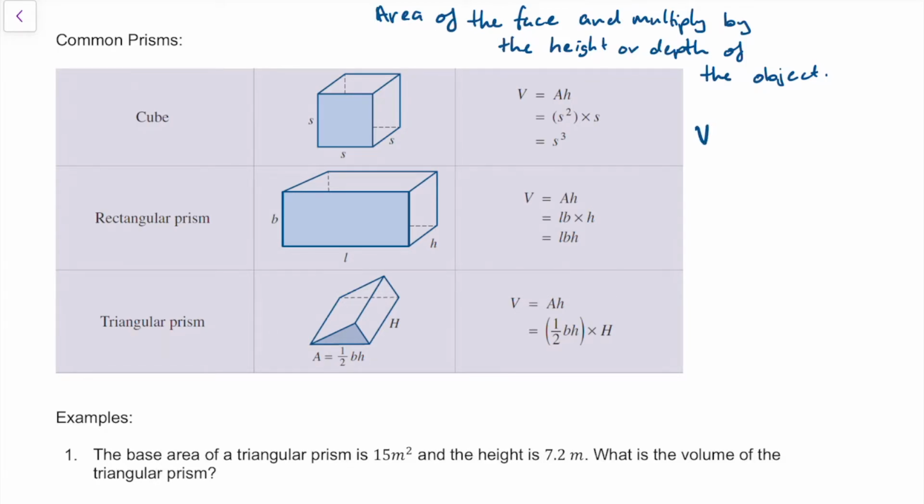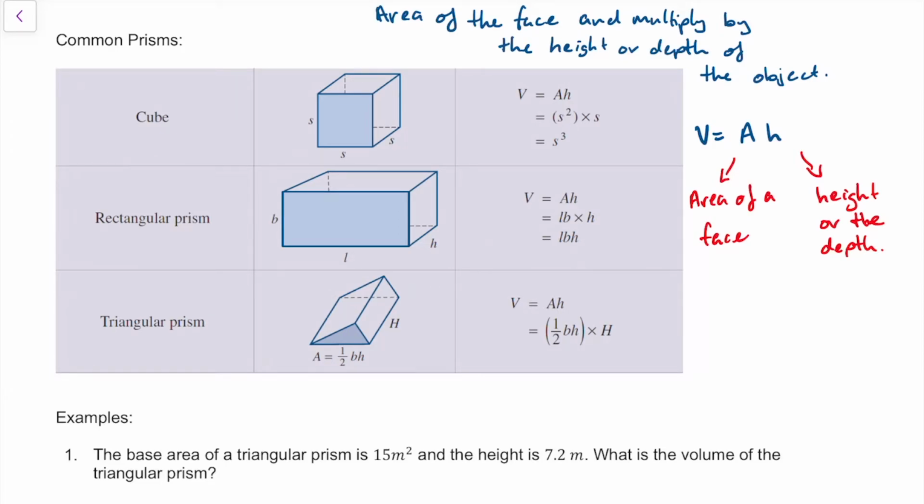So we have V equals AH, where we have the area of a face, and we have either the height or the depth of the object right there. So you can see in those 3 examples, the cube, rectangular prism, triangular prism, that is how those formulas are starting, where A is whatever the face formula is, or the shape of the formula is for that particular one.